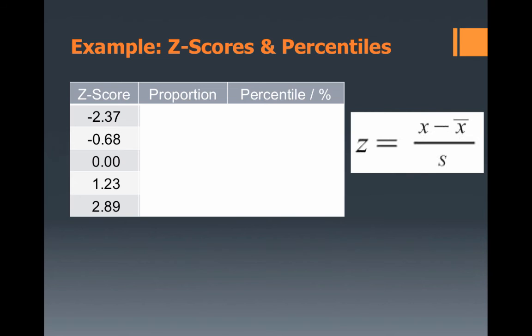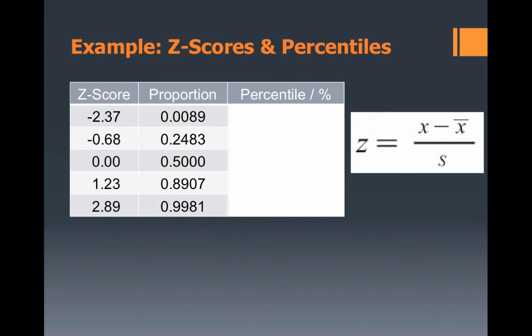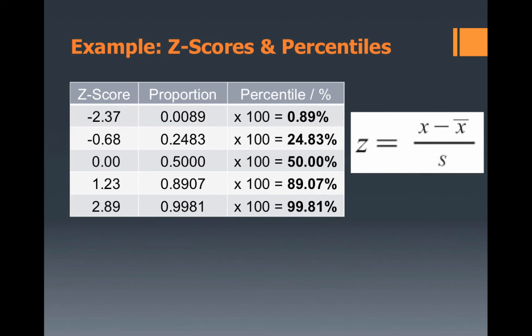Okay, so let's see if you got the same answers. We have the z-score already for us, so we don't need to even use this formula. So what we do is then just take the z-score table and we find the corresponding proportions or probabilities. Hopefully you got these numbers. And then once we have the proportion or probability, all we do is just multiply them by 100 to get your percentile, or to get your percentage.